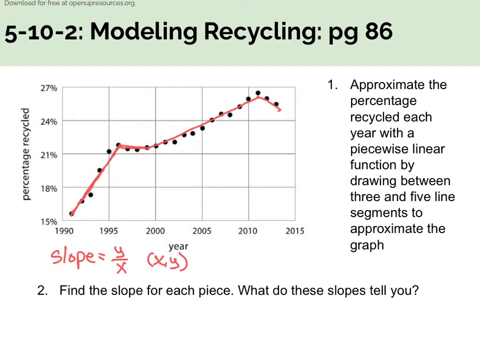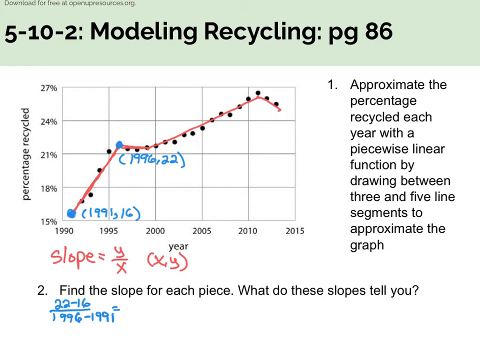So we're going to find the slope of the first section. We have this point and this point. The bottom point is 1991, comma, about 16. And the top one is 1996 and about 22. So we can find the slope of this first part. Remember, we're going to do the difference between the y's. So we're going to say 22 minus 16 over 1996 minus 1991. Okay, let's grab our calculators and figure that out.